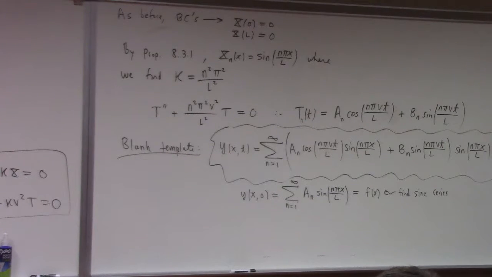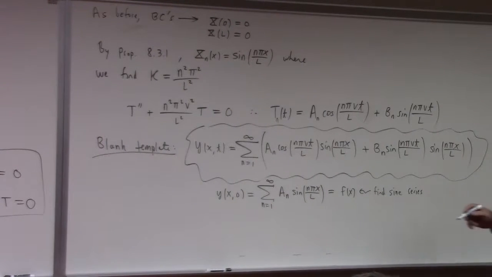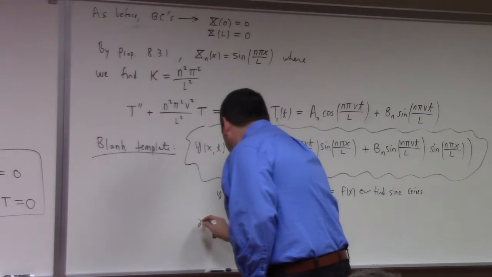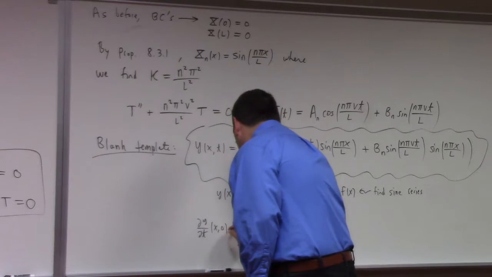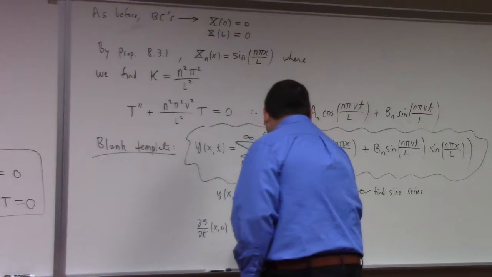Okay, there's known formulas for that. You find the sine series, and you just match up your coefficients from your sine series to the a sub n's. That's half the battle, right? But then we also need the partial y, partial t at x comma 0. What would that be equal to?